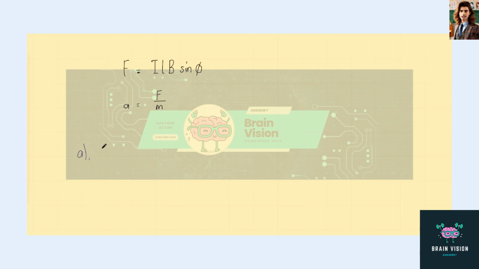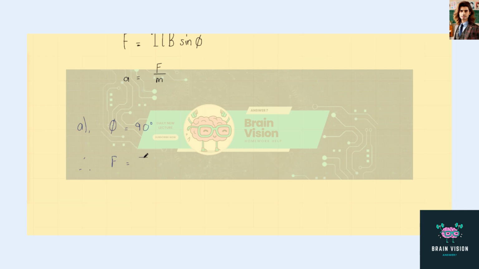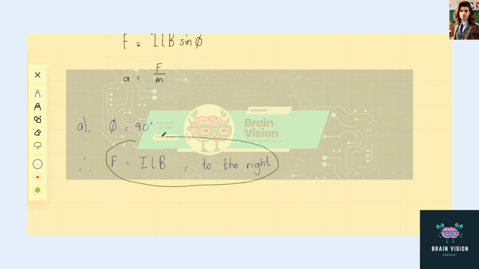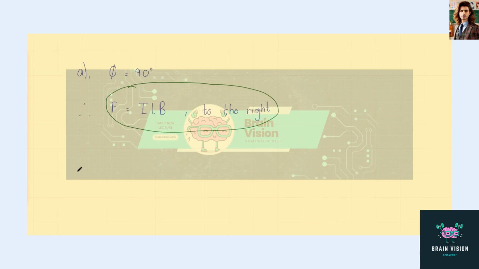Now, for part A, we know that phi is equal to 90 degrees, the angle between the magnetic field and the magnetic force. So this implies that the force acting on the bar is equal to ILB. And this force is to the right. So this will impart the maximum force onto the bar, allowing it to obtain a maximum final velocity. So now we know the magnitude and direction of the magnetic force that will act between the rails.